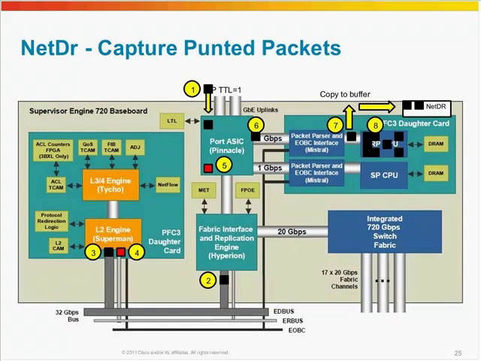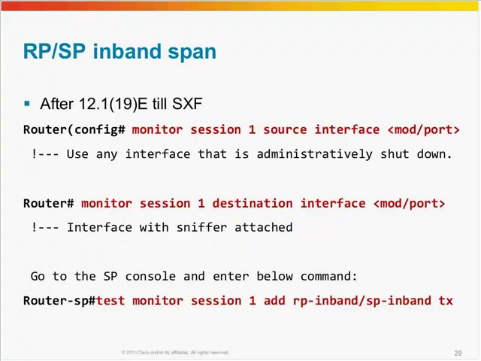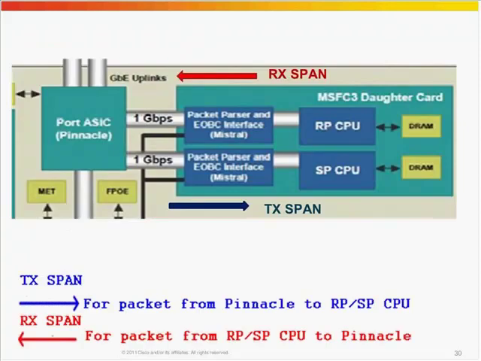Now, let's see in the slides, why did we choose TX and not RX? Where is this located? So these are the commands which are available in SXH. These are commands which we need to configure in case it's running SXF. This is the SUP720 architecture presentation again. This is the diagram of SUP720 architecture, and I have only copied that part of the output which shows the MSFC data card and the Pinnacle ASIC.